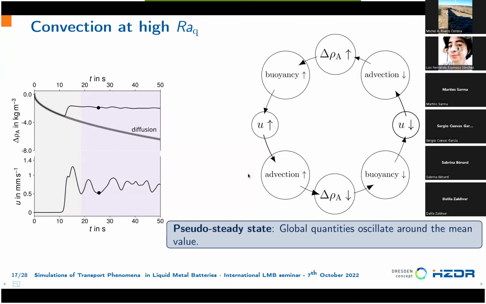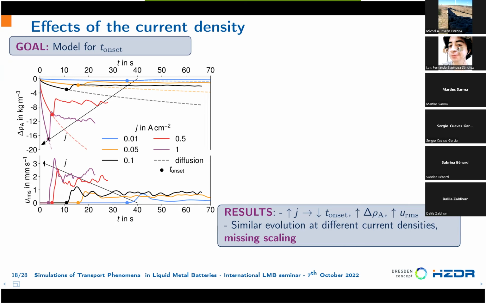Now we want to study the effect of current density on the concentration and velocity profiles. What we are doing here is increasing the current density from the blue line to the purple line. What we see is that the onset takes place earlier, the concentration difference is larger, and the velocities are also larger. At the bottom we have the velocity. If we look carefully at these curves, we see a good resemblance across them, so there is some self-similar phenomenon going on.